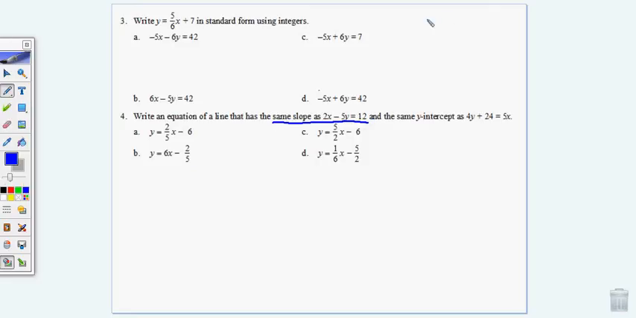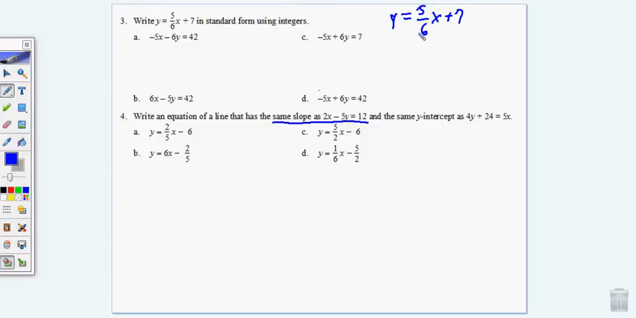So we have y equals 5 over 6x plus 7. And we want to change this into standard form, which means we have x and y on the same side and we have no fractions. We've gotten rid of the fractions. Okay, so first, I think the easiest way to think about this is to think about how to get rid of this fraction.